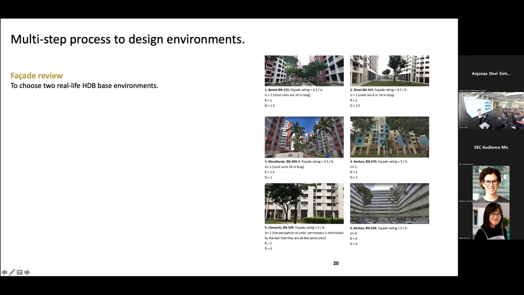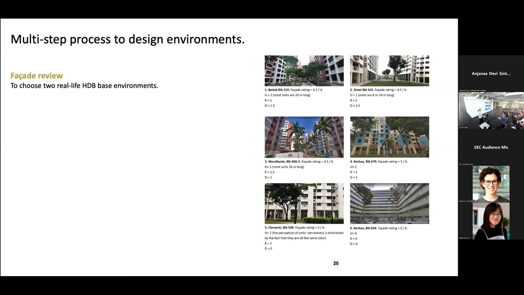One in Bedok and one in Simei. Those are two neighborhoods in Singapore. We chose these environments because they both displayed high levels of facade quality according to Gale's guidelines, but had slightly different versions of facade quality.